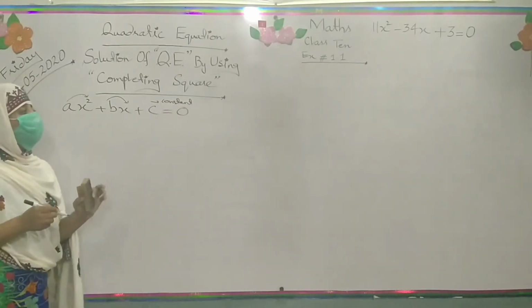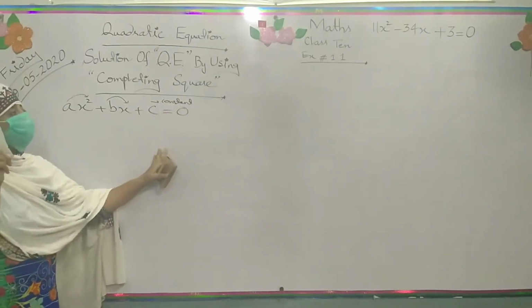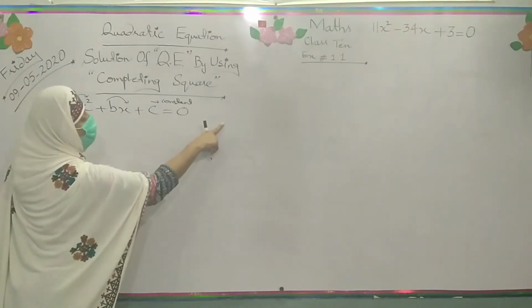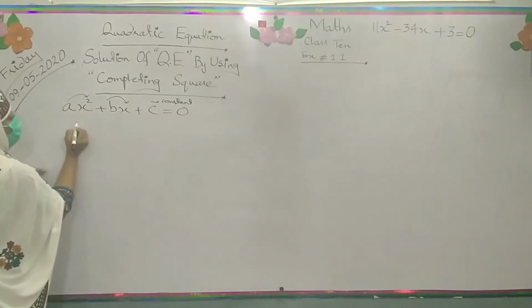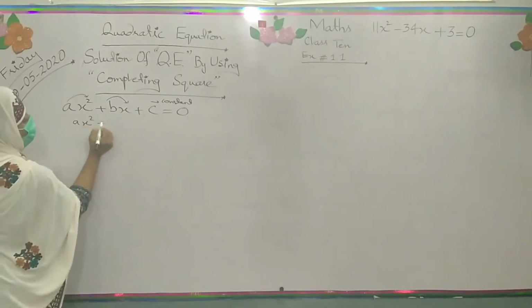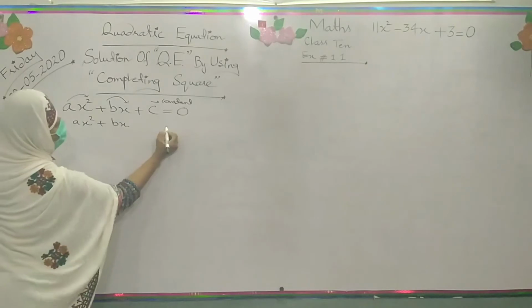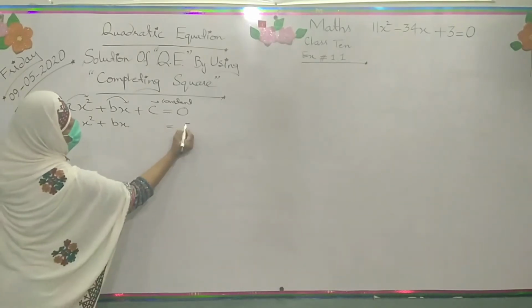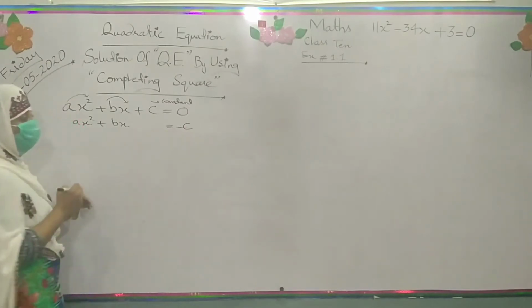While solving by completing the square, our first step is to take this constant to the other side of the equation. It means I will take this c toward the other side. This is plus c. When it comes here, it will become minus c.